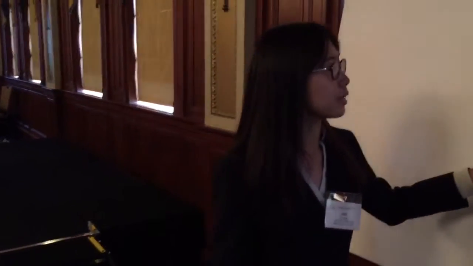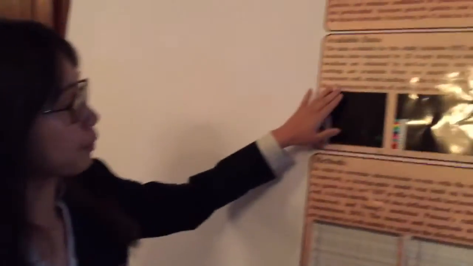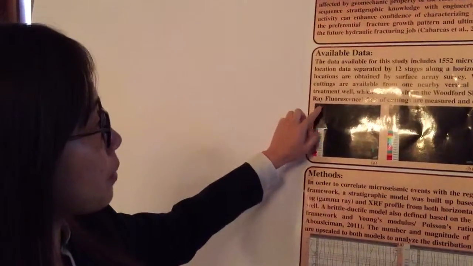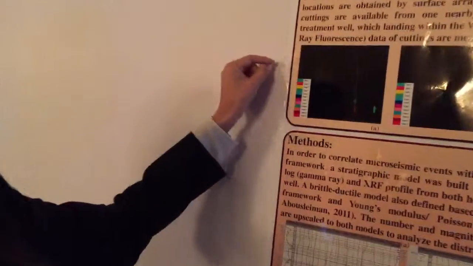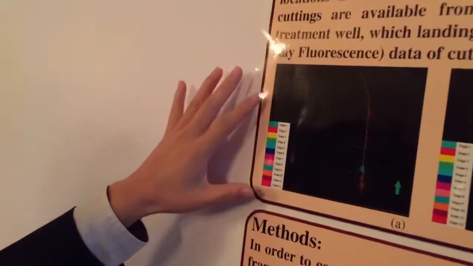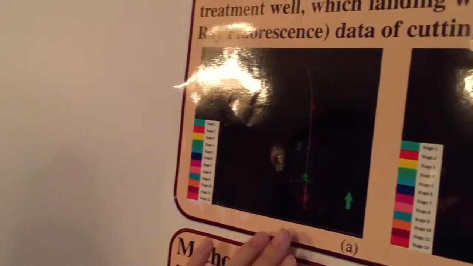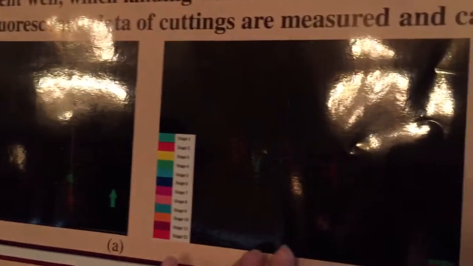For our case study, we have a horizontal well and a vertical well right near that. As we can see, we have a total of 12 stages of microseismic events. This is a map view. This is a view from the east side.